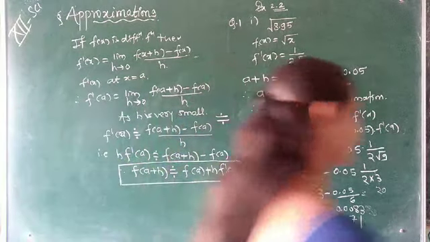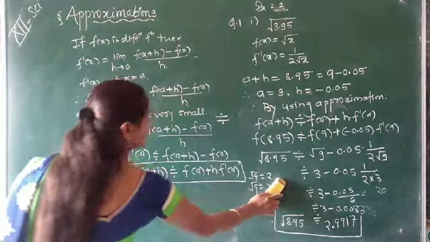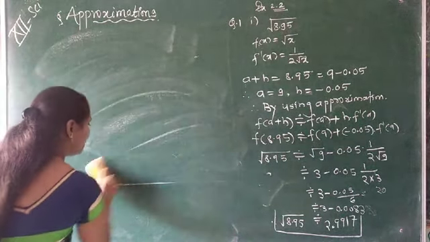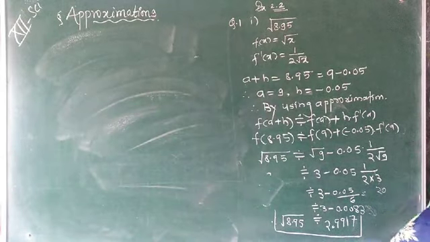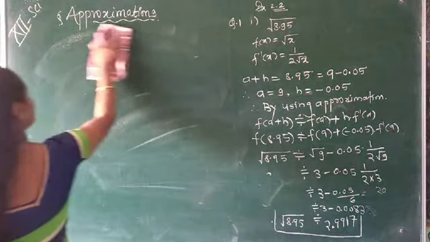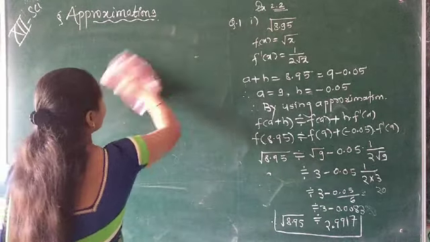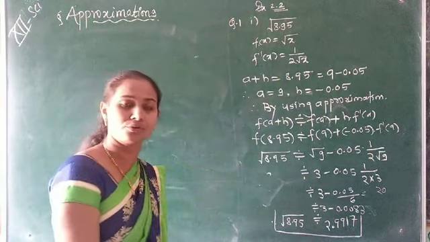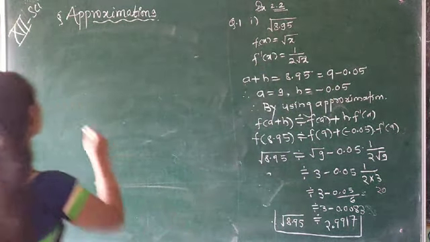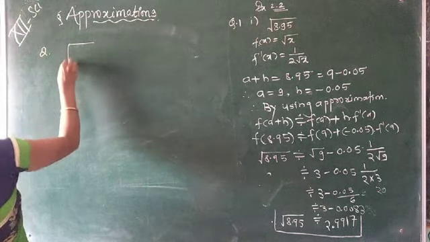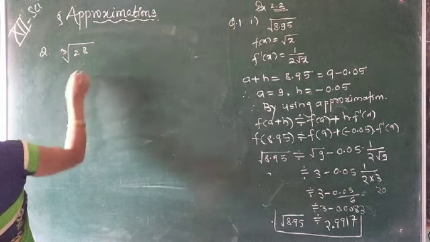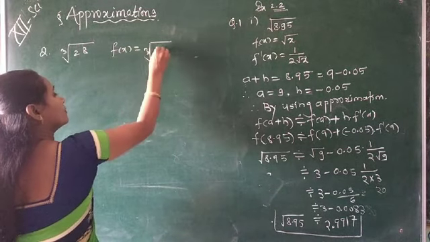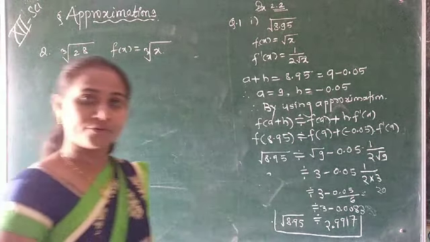Cube root of 28. मग आता पहा क्यूब रूट 28. मग 28च्या जवळची अशी कोणती संख्या आहे की जिचं क्यूब रूट निघतं? तर 27 आहे पहा. Cube root 28, since f of x is equal to cube root x. Function is in the form of cube root x.